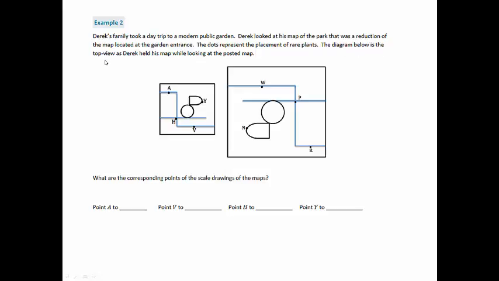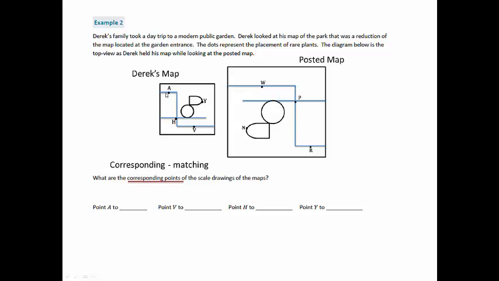The diagram below is the top view, so looking down, as Derek held his map while looking at the posted map. So here is Derek's map, because it's a reduction of the posted map. Here's the posted map. As you can see, they look a little different because Derek's map is held in a different orientation. It's turned around. The question asks, what are the corresponding points of the scale drawings of the map? So corresponding points, corresponding means matching. So if I looked at the points on Derek's map, A, V, H, and Y, what points do they match to on the posted map?